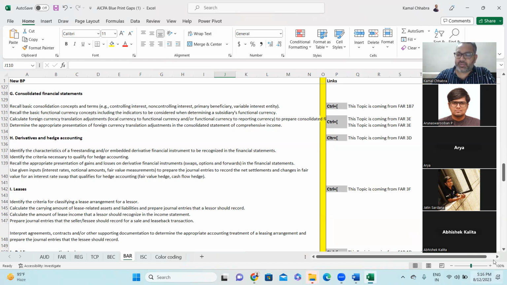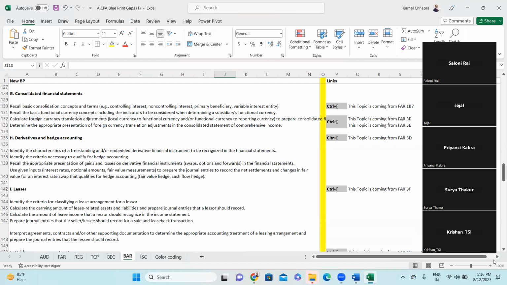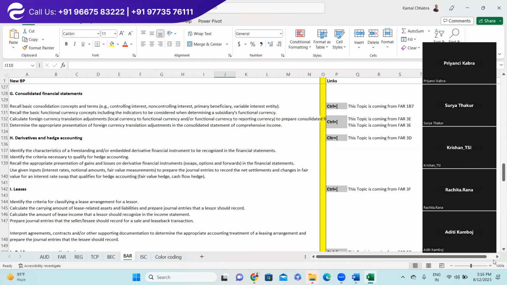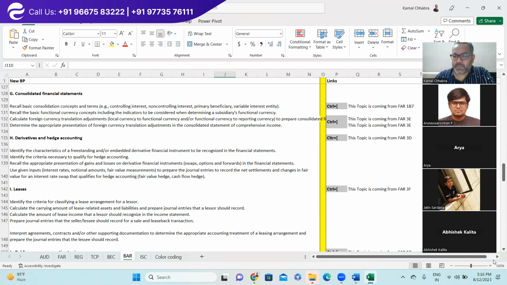Anyone else would like to add? Saloni, Sejal, Franshi, Surya, Tachita, Aditi. I see 2 or 3 people are just sharing their thoughts. Why are you guys not engaging? You are not liking it so far? Sir, if you allow, can I just give an advice to everybody? So guys, please be comfortable. I can share from my experience that no one judges you over here.